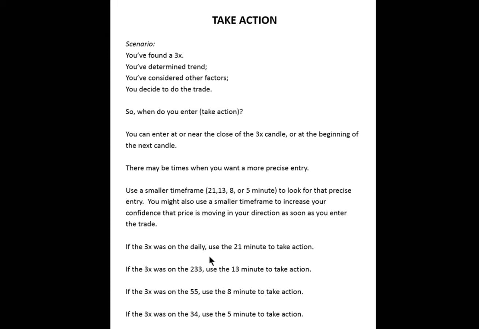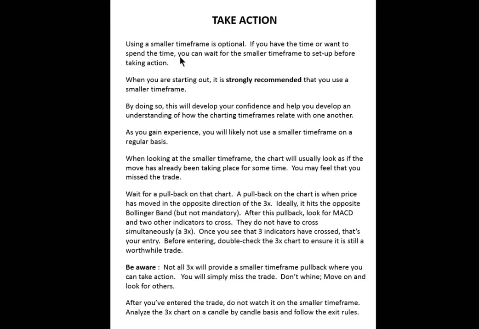And so I've got the smaller time frames listed according to where the 3x might be. So if your 3x was on the daily, you drop down to the 21. If your 3x is on the 233, you go to the 13, so on and so forth. I've got them listed out here. And what you do on the next page, using the smaller time frame is a choice. You don't have to. It's up to you.